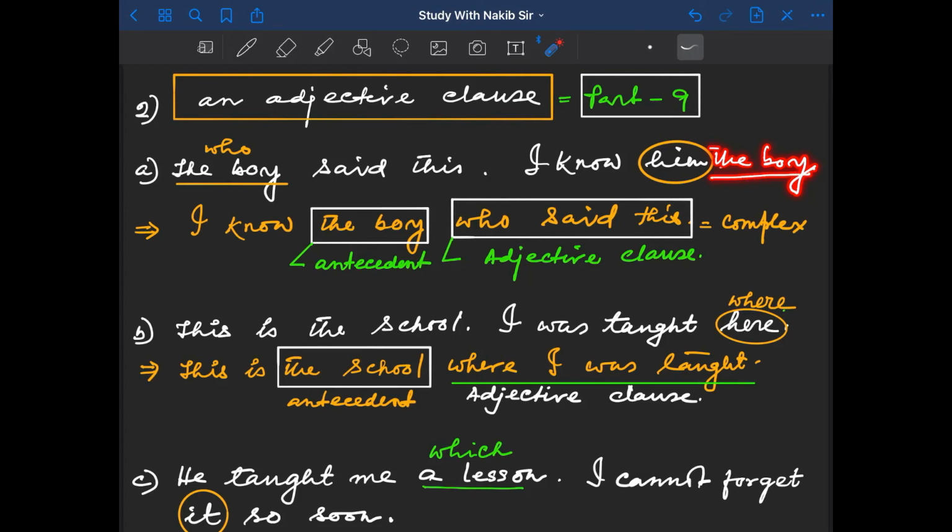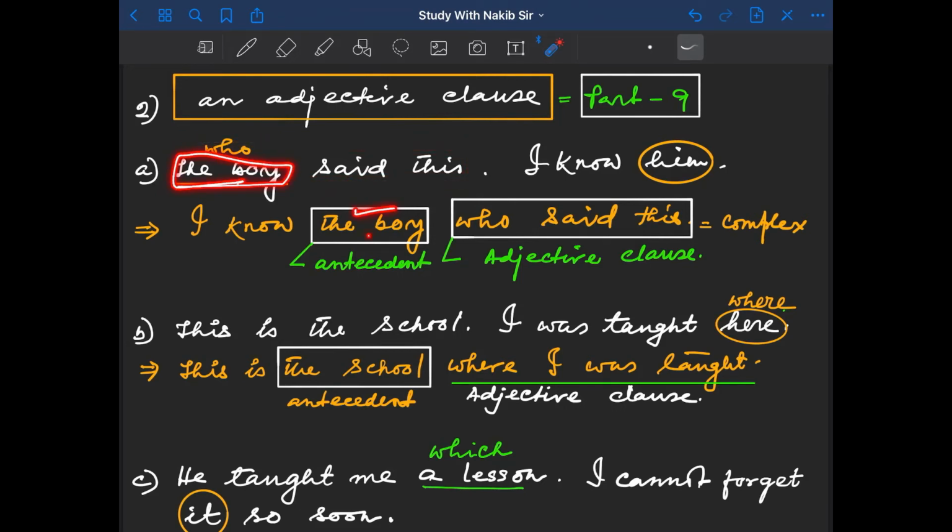The boy. Write this. I know the boy. The boy. Who is this boy? There is a question. Because boy is a noun, and the noun is preceded by the definite article the, naturally there will be a question. Which boy? Come to this sentence and see. The boy said this. I know the boy. Boy is written, so this part is out.